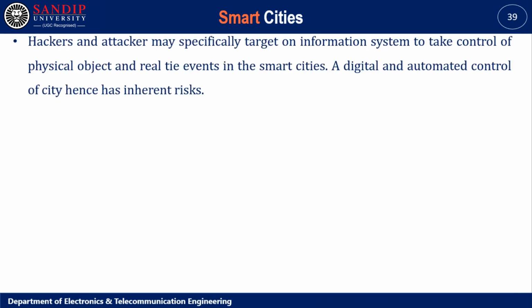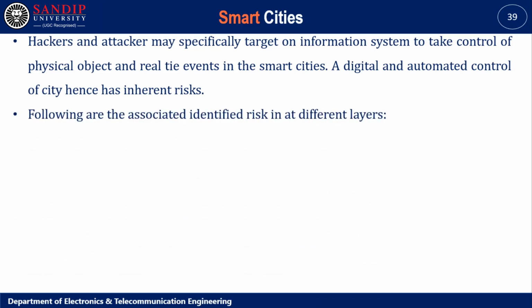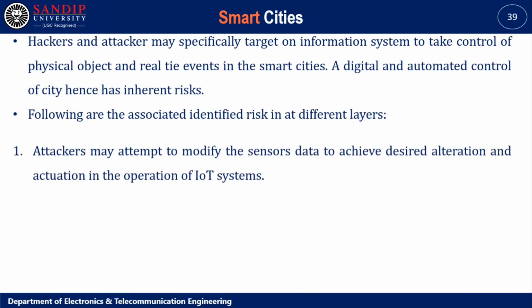Hackers and attackers may specifically target information systems to take control of physical objects and real-time events in the smart cities. A digital and automated control of a smart city hence has inherent risk. Following are the associated identified risks in different layers.